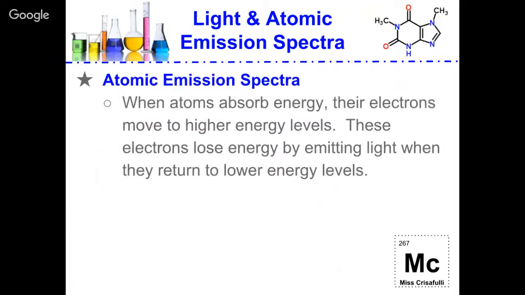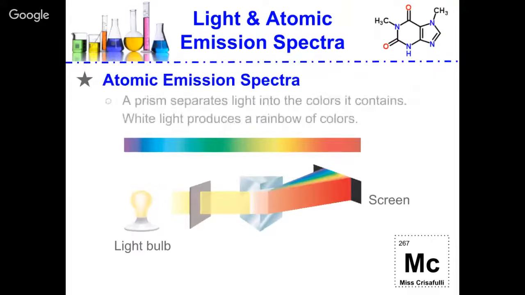When atoms absorb light, their electrons move to higher energy levels. These electrons lose energy by emitting light when they return to lower energy levels. When we talk about atomic emission spectra, a prism separates the light into colors. White light produces the rainbow of colors, ROY G. BIV.